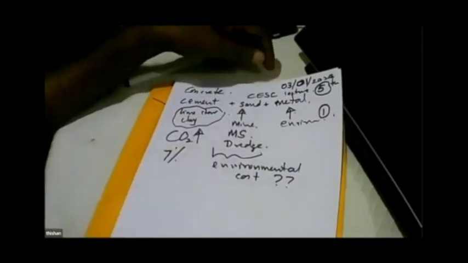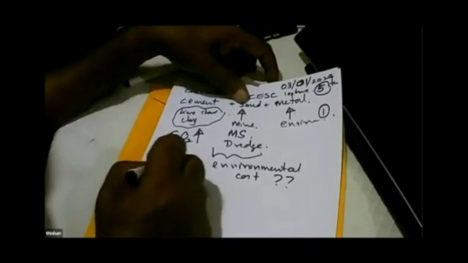So all these have environmental costs, huge environmental costs, because cement production is responsible for 7% of greenhouse gas emissions. Are we paying for this? Are we?